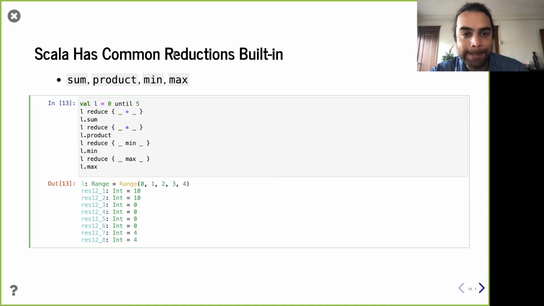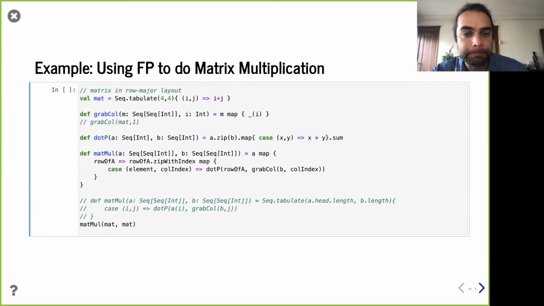Cool. So now we're going to crank this to like 11 or 12, whatever you want to call it. We're going to use our functional programming constructs to do matrix multiplication. The reason we're doing this is, of course, there should be a library to call to do matrix multiplication, but as an example of a lot of elements swirling around.